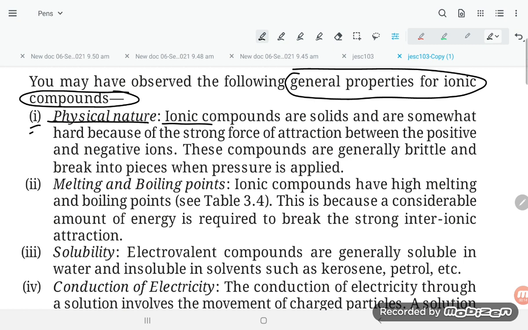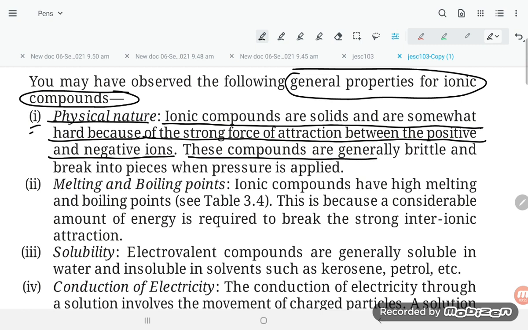Ionic compounds are solid and somewhat hard because of the strong force of attraction between the positive and negative ions. These compounds are generally brittle and break into pieces when pressure is applied. Firstly, they are in solid form, and second, they are hard, but a brittle kind of hard. If you apply force or pressure on it, it will split into pieces. That is the physical state.